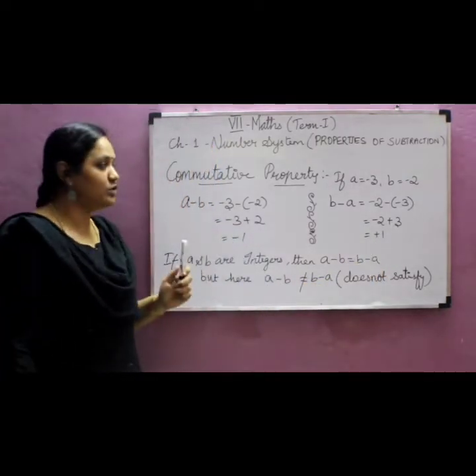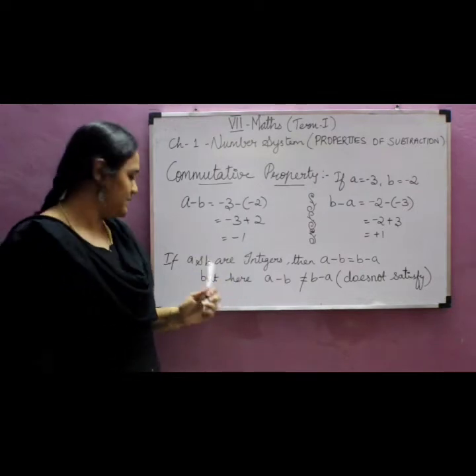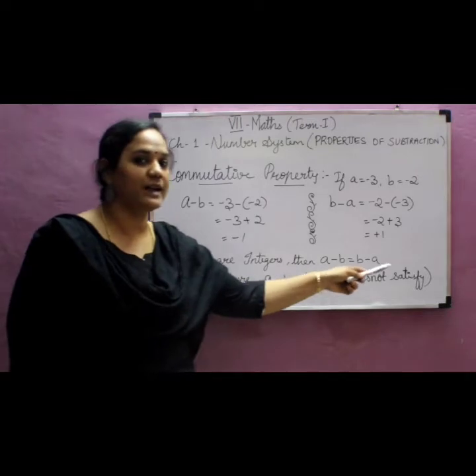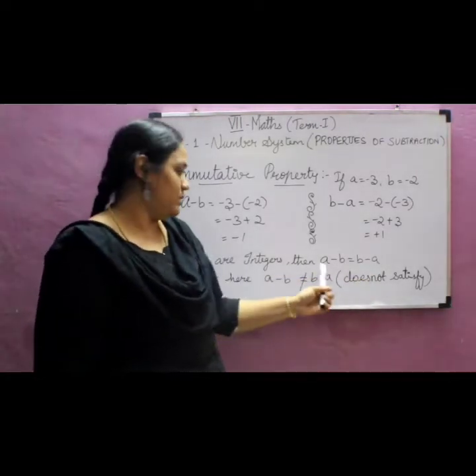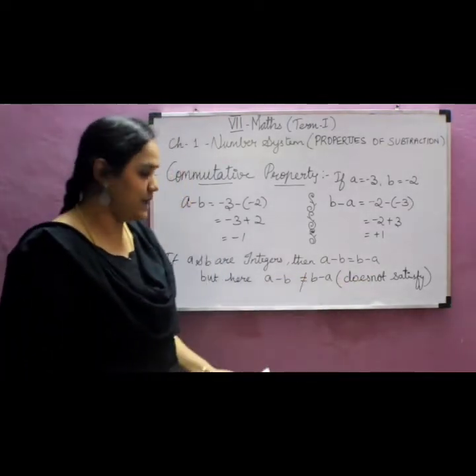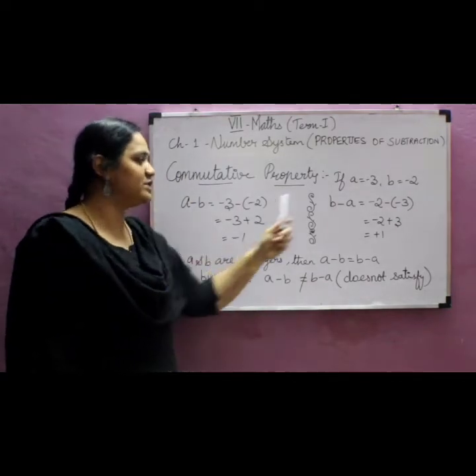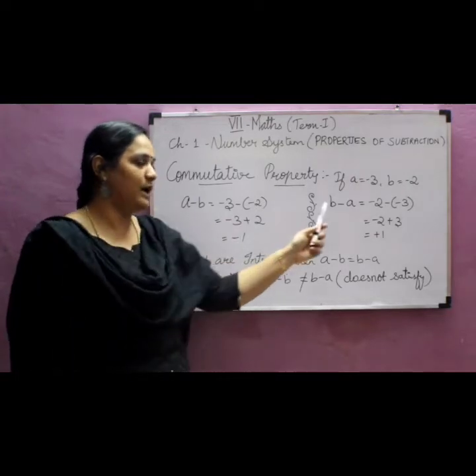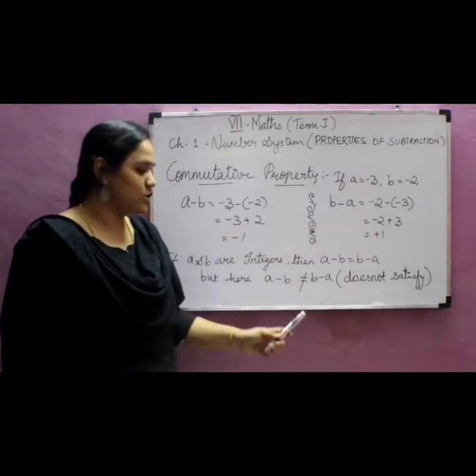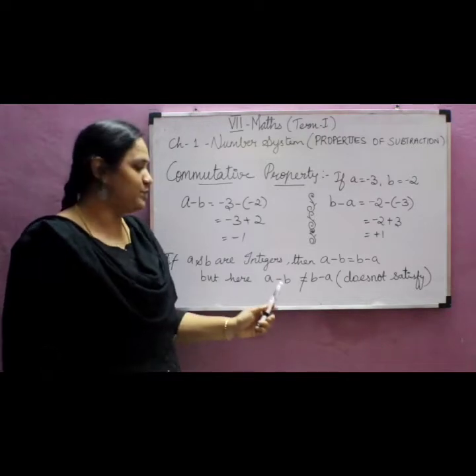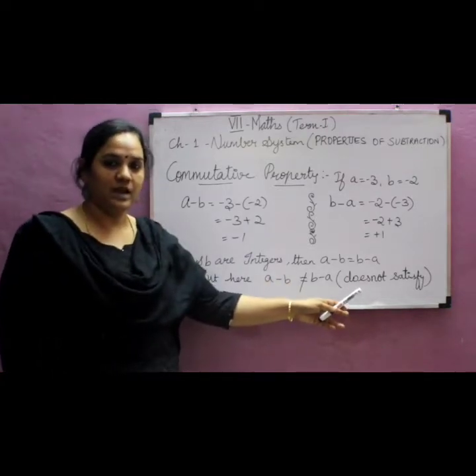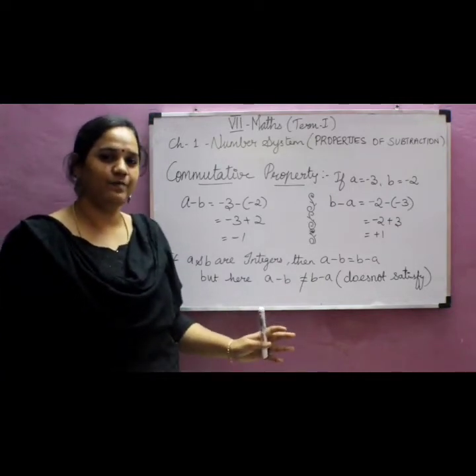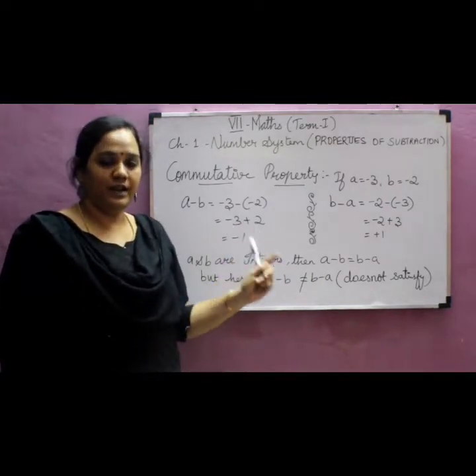Usually the commutative property says if a and b are integers, then a minus b is equal to b minus a. This is the definition of the commutative property. But here a minus b is not equal to b minus a. A minus b value is minus 1 and b minus a value is plus 1. So it is not equal. So this property does not satisfy subtraction of integers. So commutative property does not satisfy subtraction of integers.